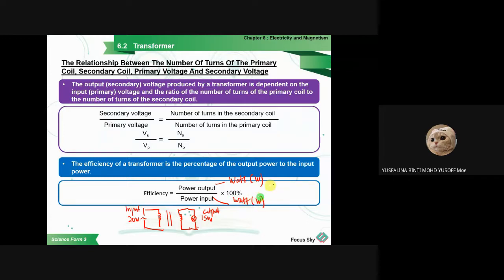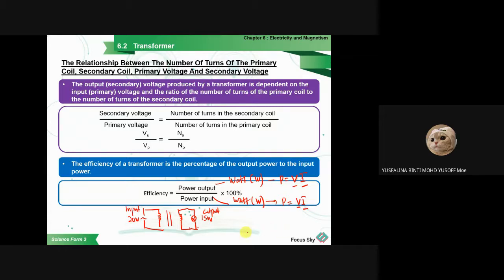If the teacher didn't give you the power, how do you calculate it? You can use the formula P equals VI. It means you have to know the voltage and the current so you can calculate the power. This one is also the same, P equals VI. To calculate the power, you must know the voltage and also the current.